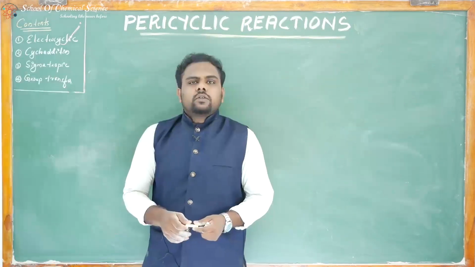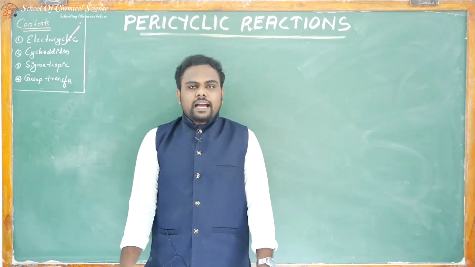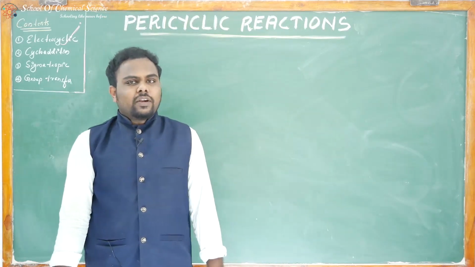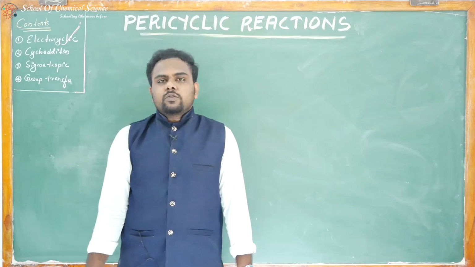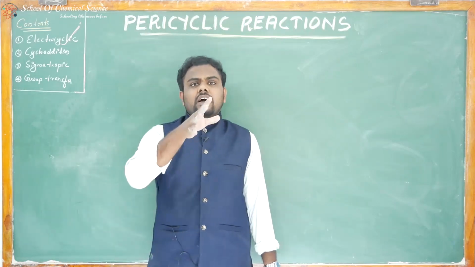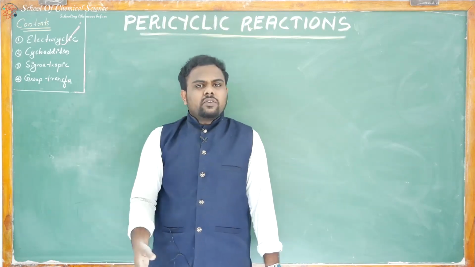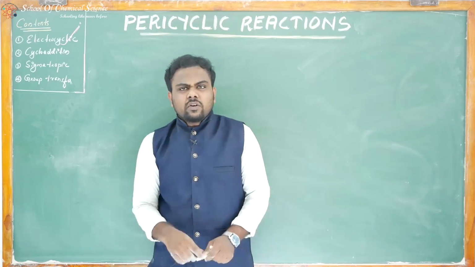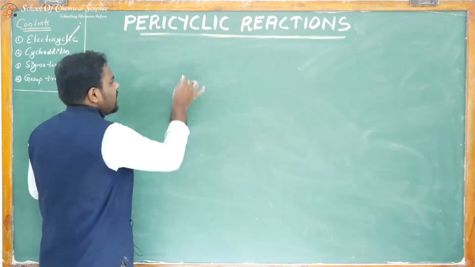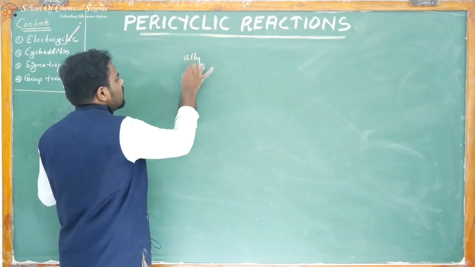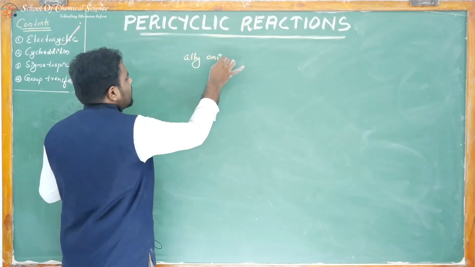Okay. So that's all about the reactions of allyl cation and allyl anion in 4+2 cycloaddition reaction. We discussed the generation of allyl cation. Generation of allyl anion is not at all important. The simple generation of allyl anion: allyl anion can be simply generated.